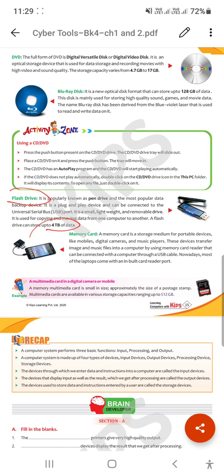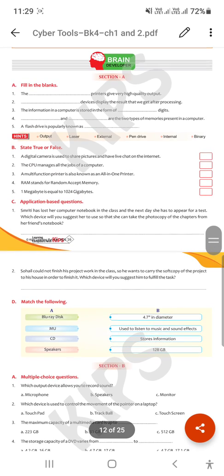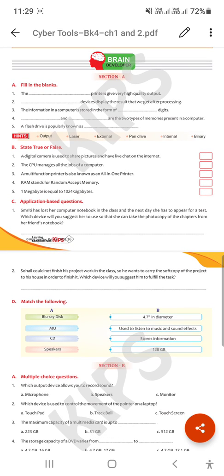This is the recapitulation section having a few points. Please write this in your computer science notebook and also complete this exercise, section A and section B. I'll send the solution. All the questions you have to write down in your computer science notebook, students. So here the chapter has been finished now. Thank you so much.